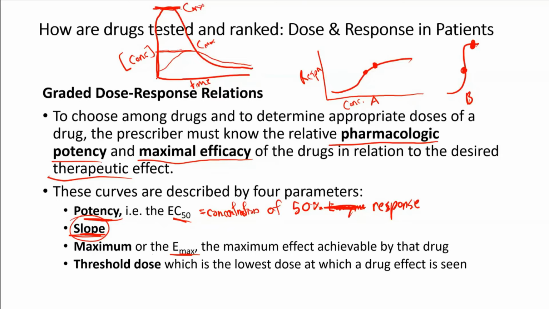Okay, so we care about the Emax. Also the threshold dose, the lowest dose at which the drug is effective, that matters too. So if this line is drawn out like that, we don't want to take a dose that's less than this. So we want to take a dose that's within this therapeutic window range, usually one or two standard deviations above or above and below the EC50. Okay, so any questions on this before we look at the graphs?